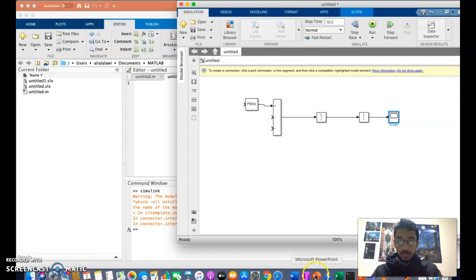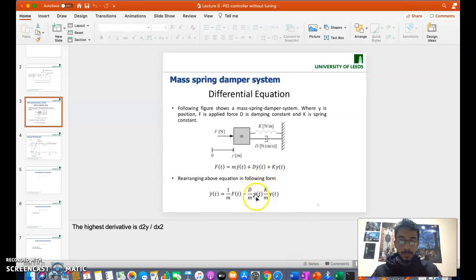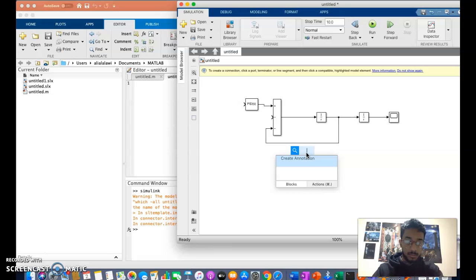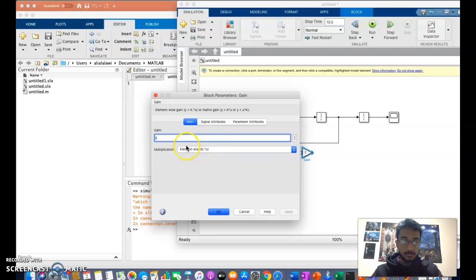So from the equation here, we know that the velocity is multiplied by constant d, and the distance is multiplied by a constant k. So going back, we'll start with the velocity. We'll write again a gain multiplied by constant d.